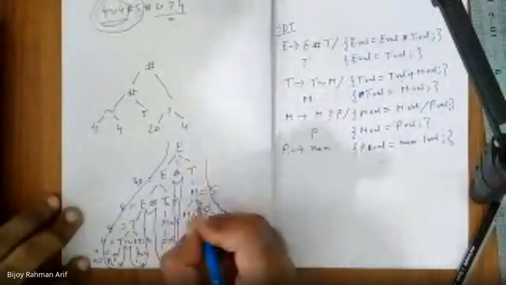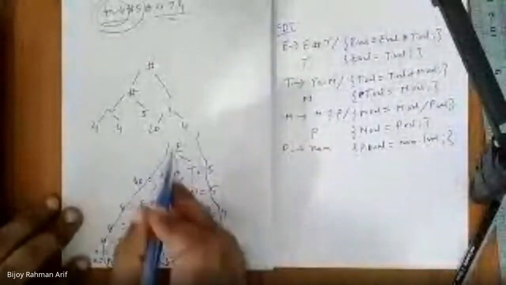Now this M reduced to T. What is the action? T val equal to M val. So T becomes 5. Finally this one is a reduction: E hash T becomes E. What is the action? E val equal to E val star T val. So the ultimate answer would be 200. Did you get the solution?